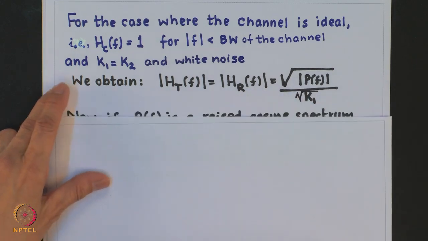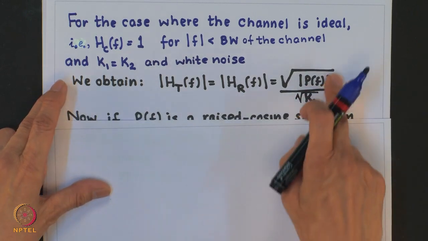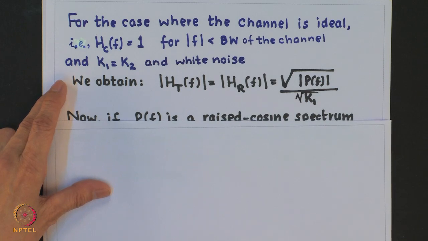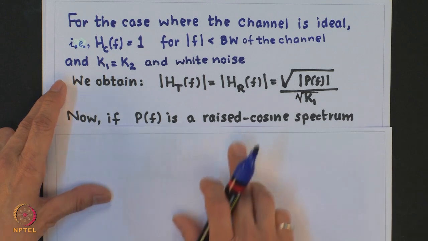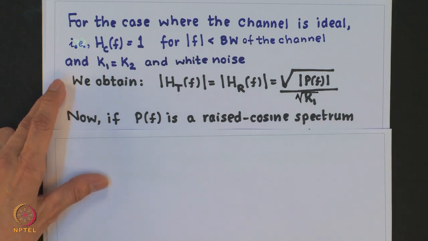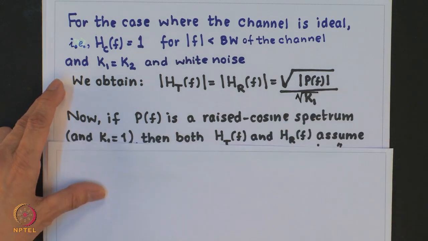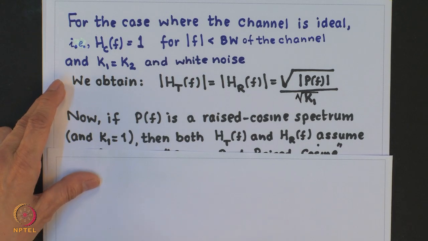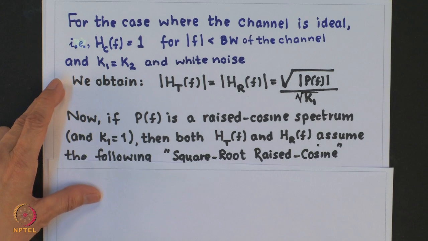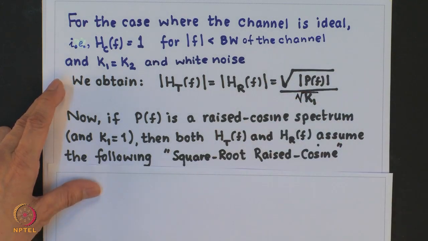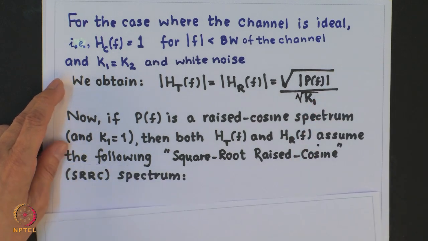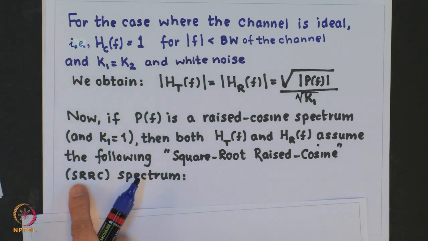Right? So, now if you look at this and if I assume here my PF to be a raised cosine spectrum because it has to satisfy the zero ISI criterion, and that means the PF will satisfy the vestigial spectrum characteristic requirement, and one of the popular vestigial spectrum characteristics we have seen is the raised cosine spectrum which is used in practical applications. So, if I assume that and if I assume K1 equal to 1, then both HTF and HRF will assume the following square root raised cosine spectrum. It is clear from this expression, correct? And we call this square root raised cosine spectrum as SRRC.